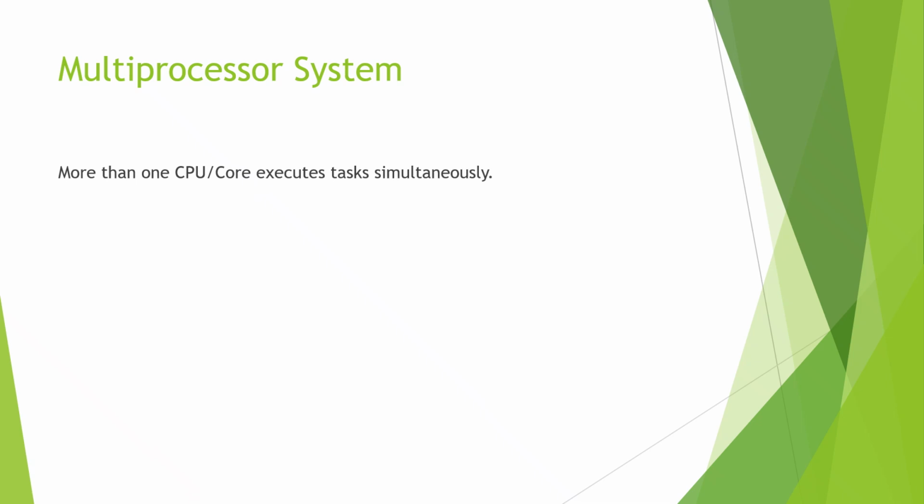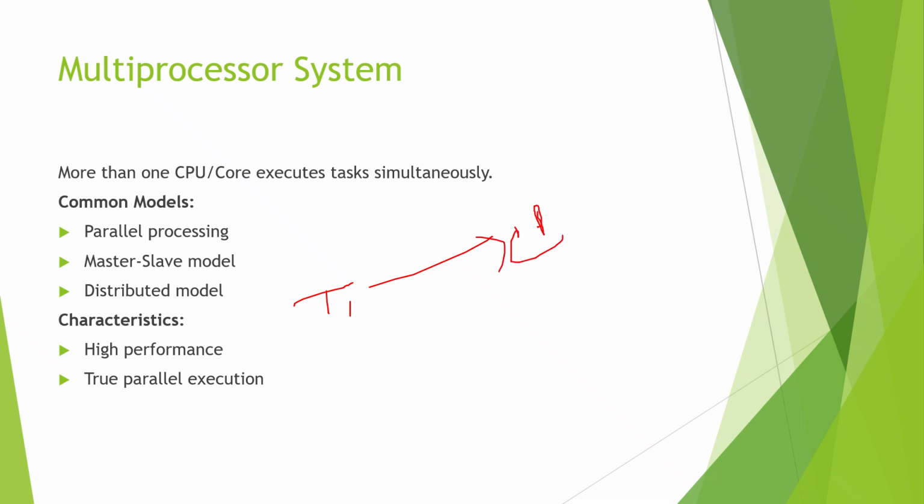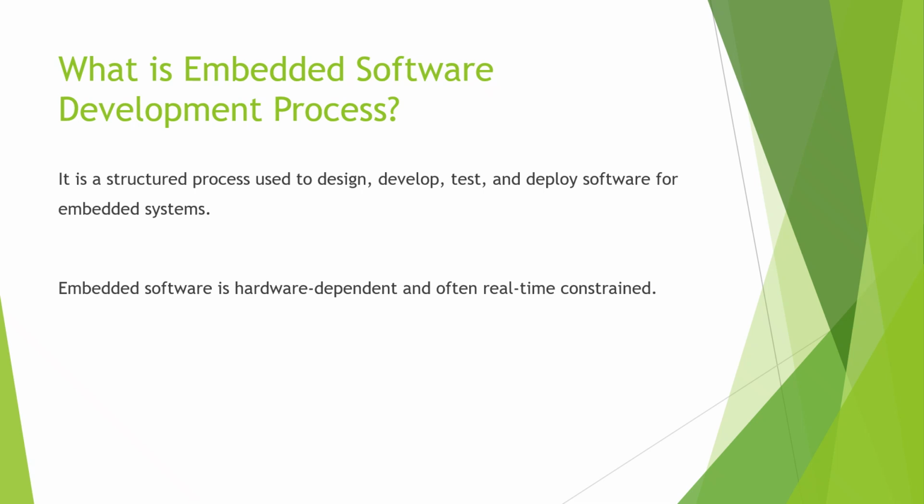Multiprocessor system. More than one CPU core executes tasks simultaneously. Models are parallel processing, master slave model, distributed model. Characteristics: high performance through parallel execution, like T1 task executes on CPU1, T2 task executes on CPU2, and so on. Complex synchronization.